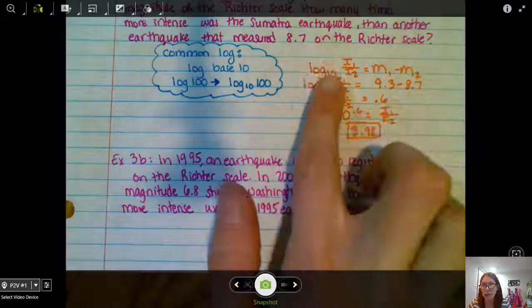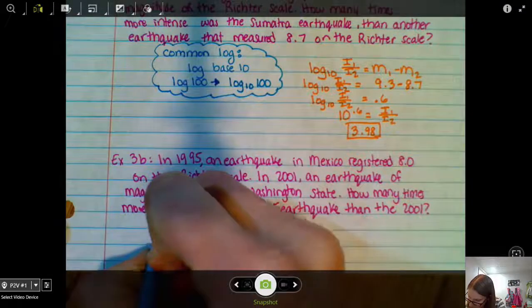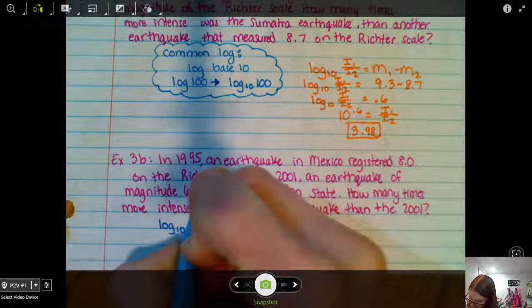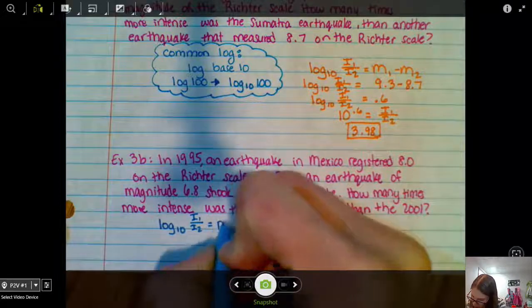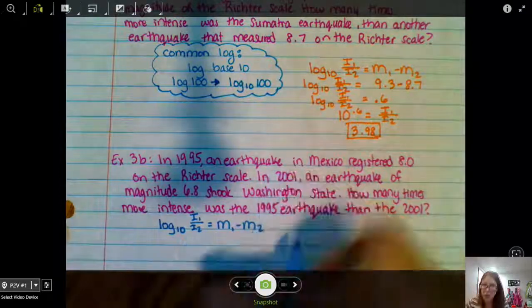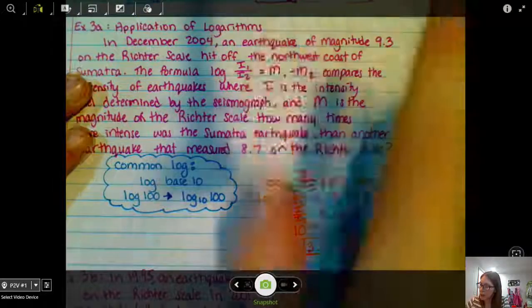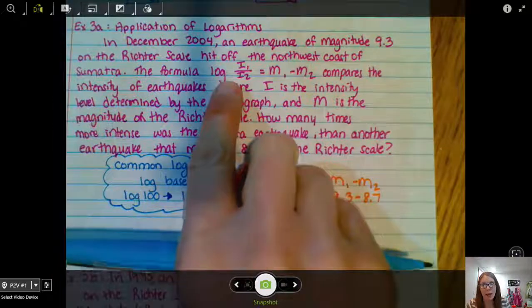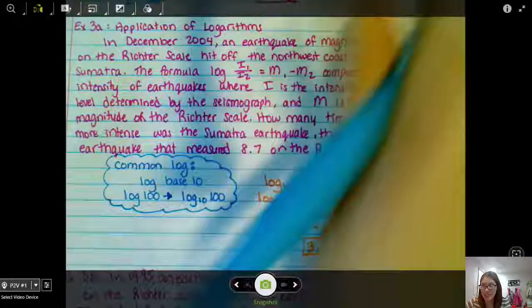So again, I want to use this formula that we used before, the log base 10 of I1 over I2 equals M1 minus M2. Okay, and again, my original formula from the word problem in example 3a didn't have the base written in, but it's a common log because the base isn't written. The base really is 10.